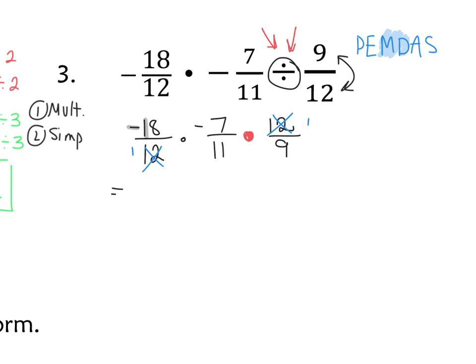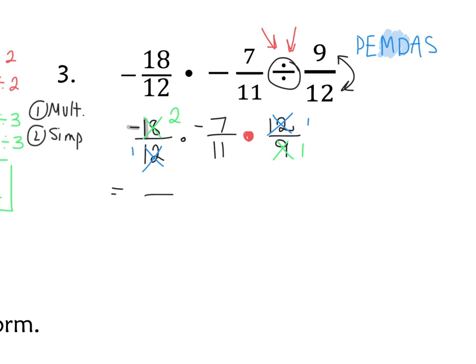That's a lot easier to do. However, I also notice I have this 9 and 18. So they are both divisible by 9. So this would be a 1 and this would be a 2. I look and see what I have left. I have a negative 2 in the first fraction's numerator, then a negative 7 in the second fraction, then a 1. In the denominators, I have a 1, then an 11, and then a 1. There is absolutely nothing that I could simplify further than what I've already done.